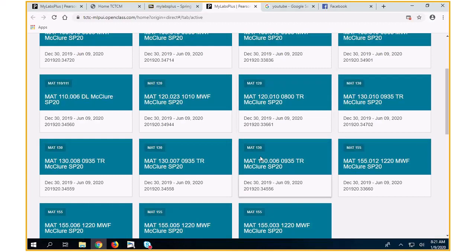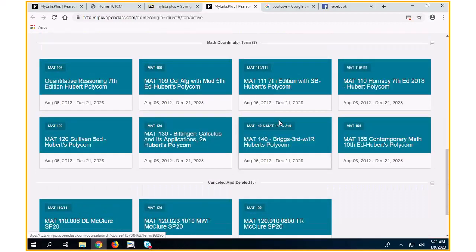You should have 1 or 2, depending on the classes. If you have 4 classes that use MyLabsPlus, then you're going to have 4 MyLabs banners. So I'm going to go down to my coordinator course down here, and I'm going to hit Math 120. And that's the course that feeds both of my 120s.